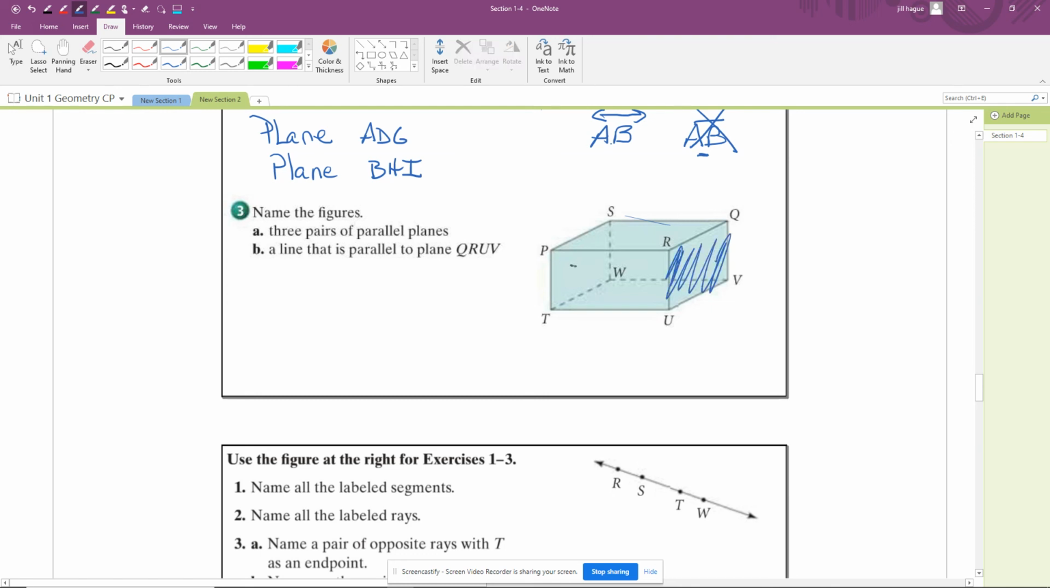Remember, that goes on forever. So this line is parallel to it, this line is parallel to it, this line is parallel to it, and this line is parallel to it. How do I know that? Because this is parallel to this plane. So I know any line in this plane is going to be parallel to this plane. So you could have any of those. I'll write one of them down just for kicks. Okay, so that is rays line segments. All right, remember we talked about opposing rays, have to have a common endpoint.